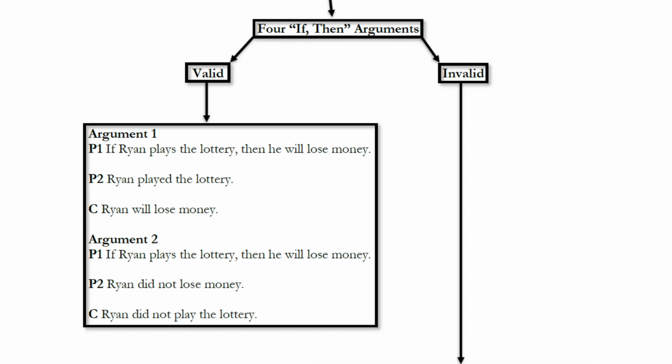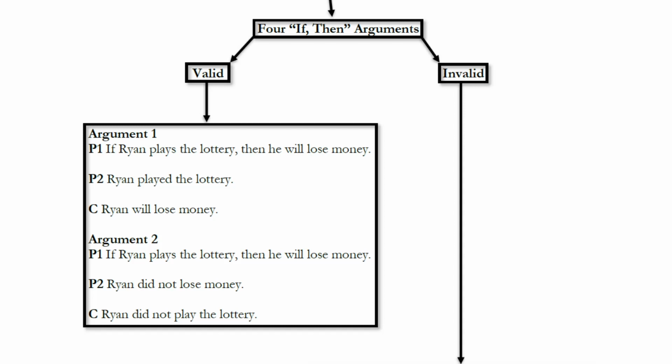In the practice exercises from the previous video, we examined the following 4 arguments that all have an if-then statement as the first premise of the argument. 2 of these arguments were valid and 2 were invalid. First, let's recall to ourselves the valid arguments.